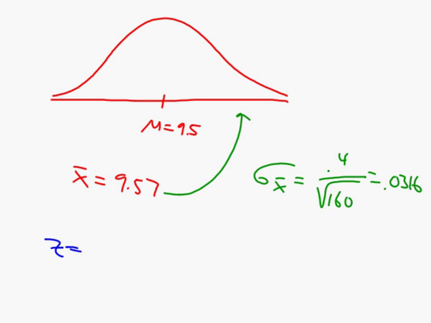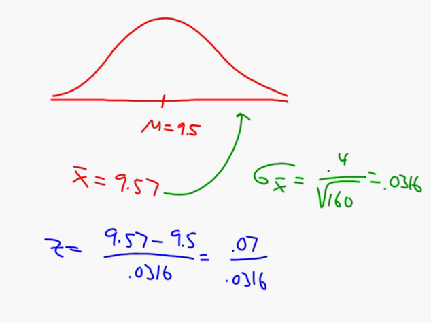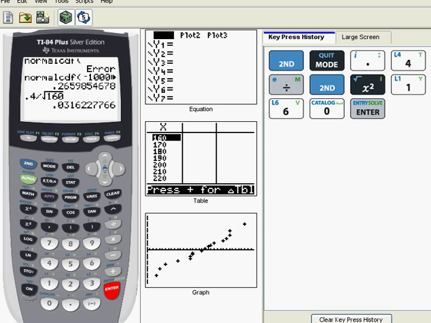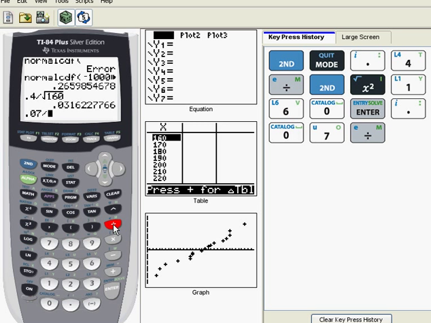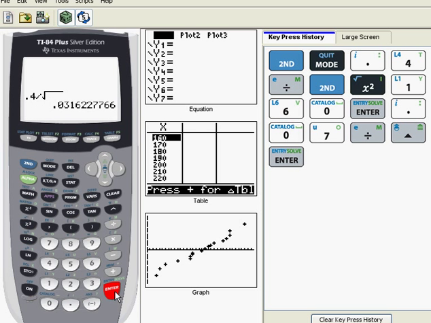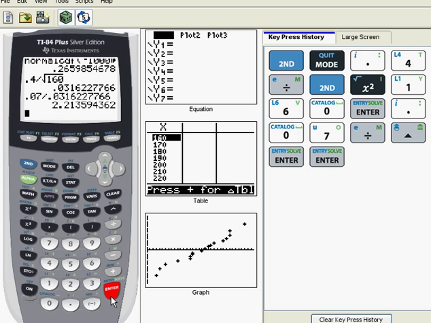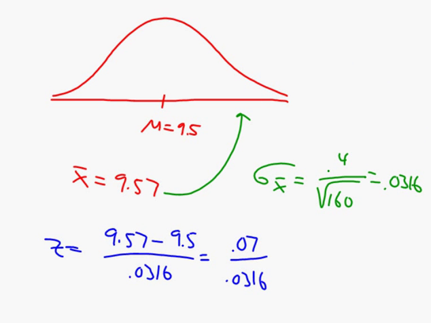So z equals 9.57 minus 9.5, sorry, 0.07 over 0.0316. Well, you can see this is more than 2 standard deviations away. Let's just actually divide that and get an exact number. 0.07 divided by that answer there, and we get 2.213. So we are 2.213 standard deviations away. That's considered to be far.